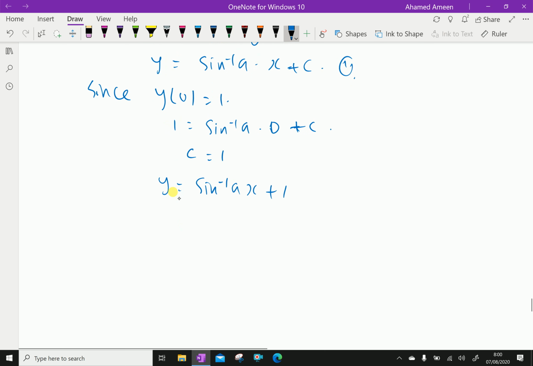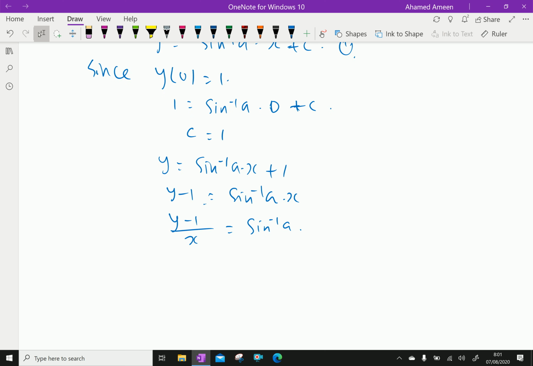Therefore, you can write y minus 1 equal sine inverse a times x, then y minus 1 by x equal sine inverse a. So this is your solution, y minus 1 over x equal sine inverse a.